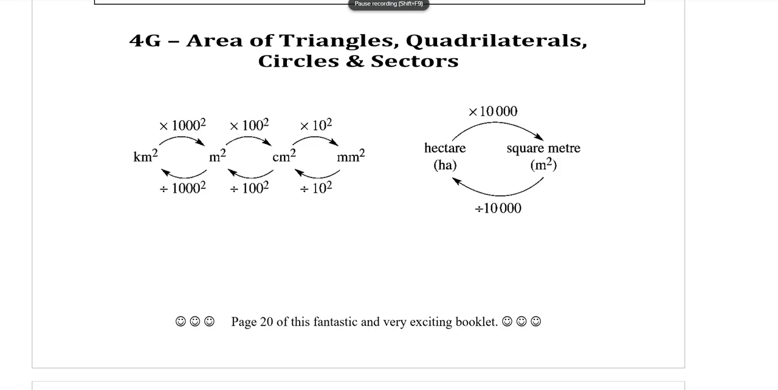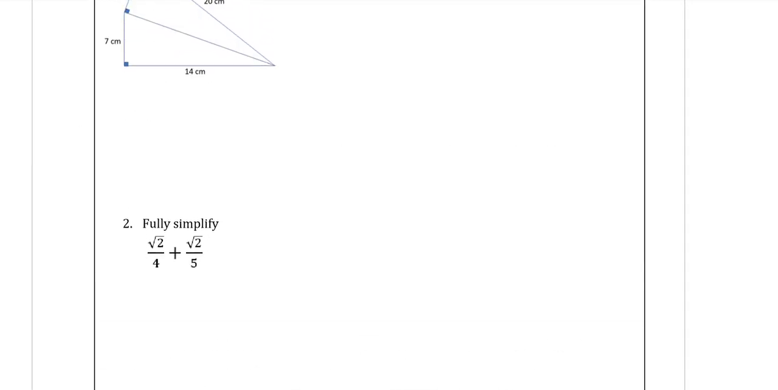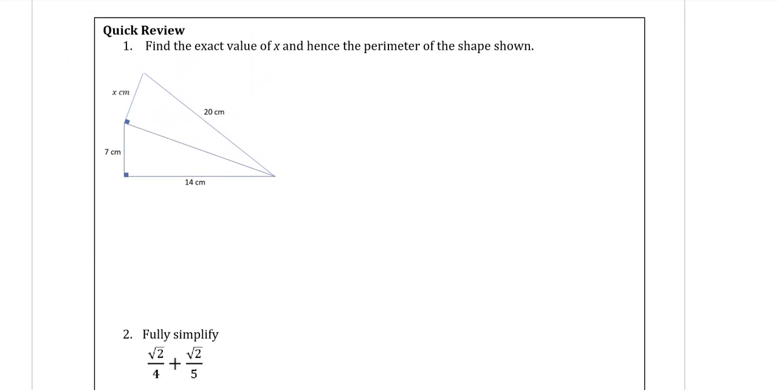Hello, Year 10. Today we're going to be looking at area of basic shapes, including circles and sectors. But before we do that, let's revise some things from earlier on in the topic. So question 1 says, find the exact value of x and hence the perimeter of the shape shown.